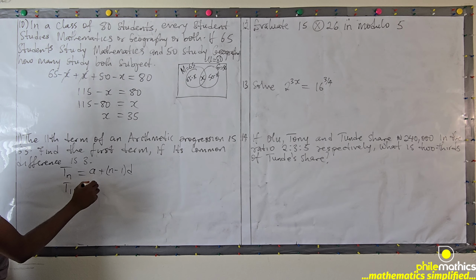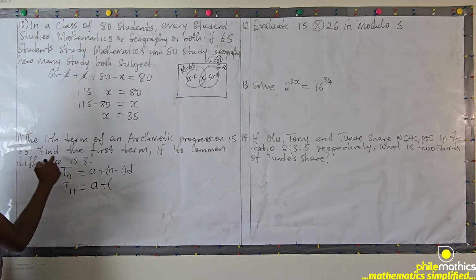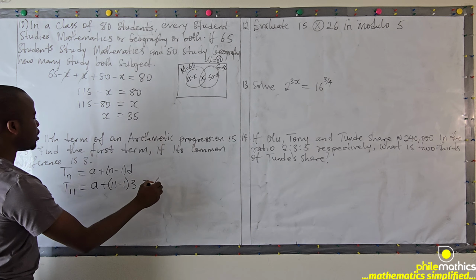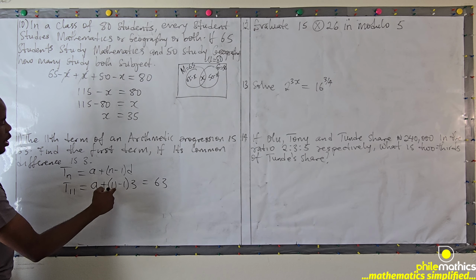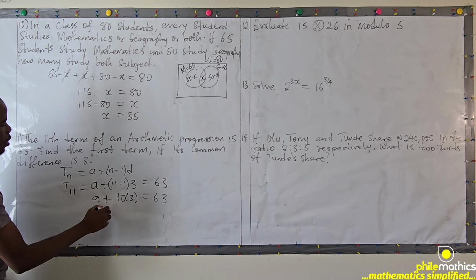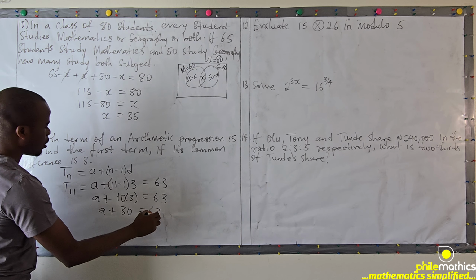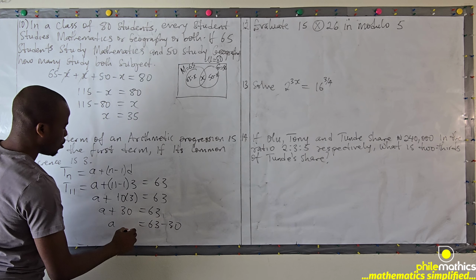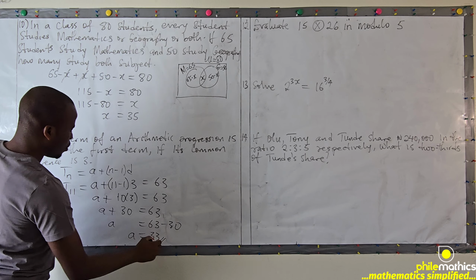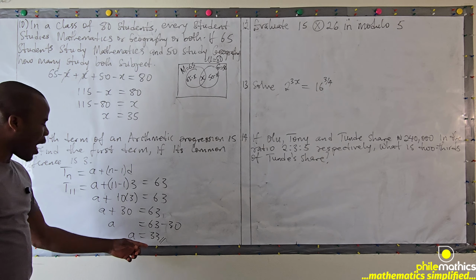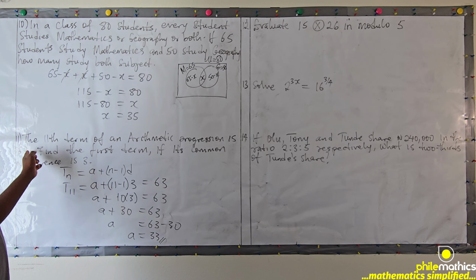We are not given the first term. The number of terms is 11, minus 1, times the common difference of 3, and we are told that it is 63. So this is a plus 11 minus 1, which is 10, times 3. So we have a plus 30 equals 63. And a is simply 63 minus 30. A is 33. So the first term is 33. And so if you continue to add 3, which is the common difference, 11 times, you should get 63, which is the 11th term.